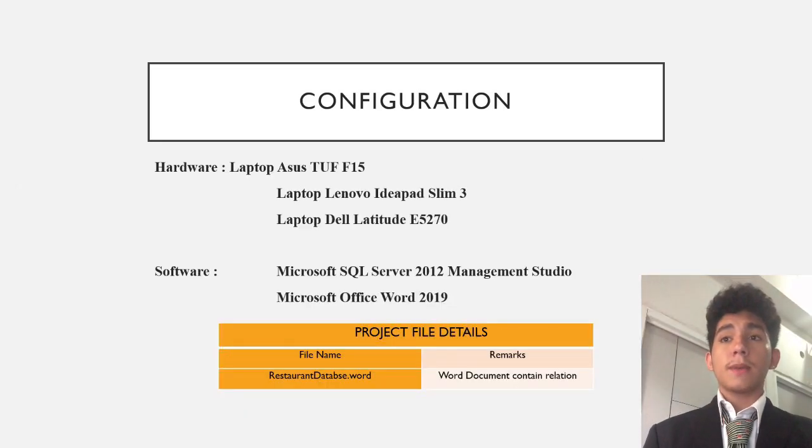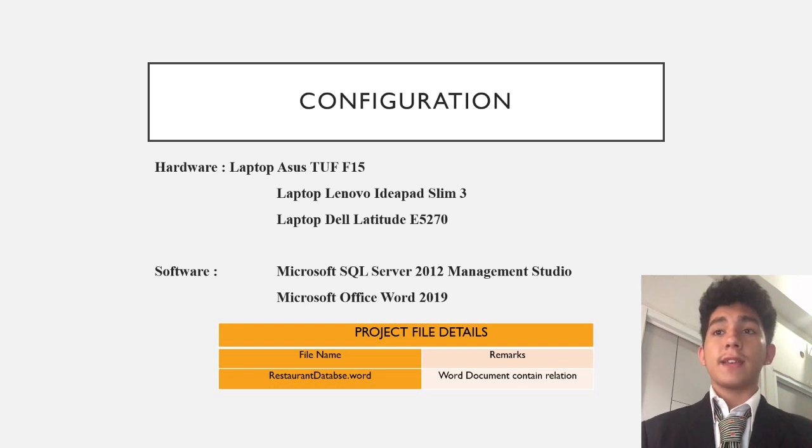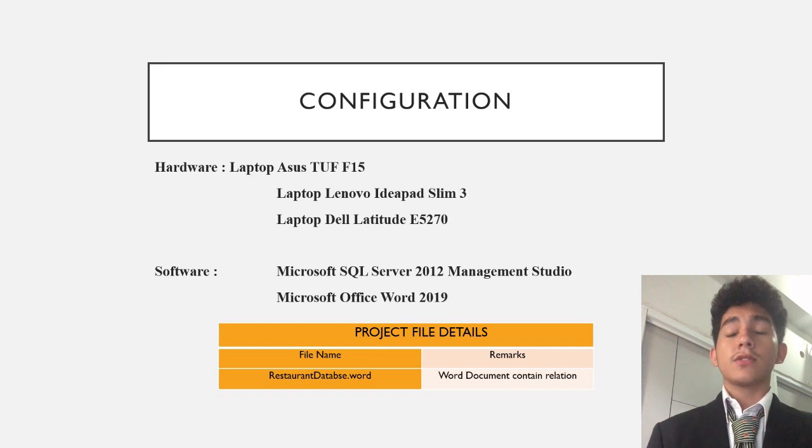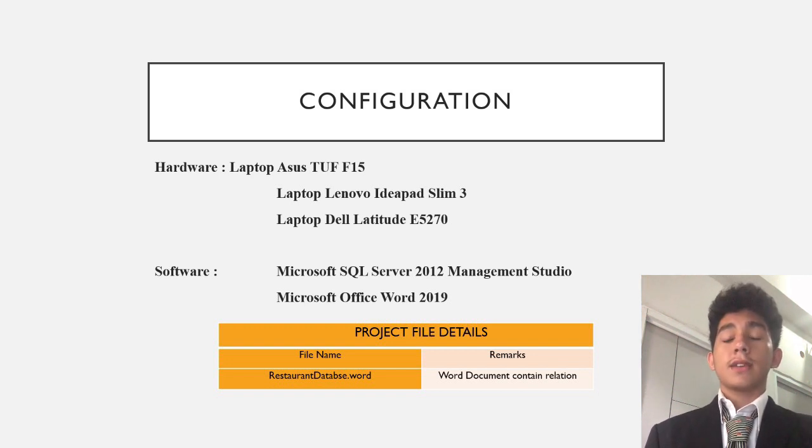Configuration. Hardware: laptop Asus TUF F15, laptop Lenovo IdeaPad Slim 3, and laptop Dell Latitude E5270. Software: Microsoft SQL Server 2012 Management Studio and Microsoft Office Word 2019. Project file details. File name: restaurantdatabase.word, and remarks: Word document contains relation.